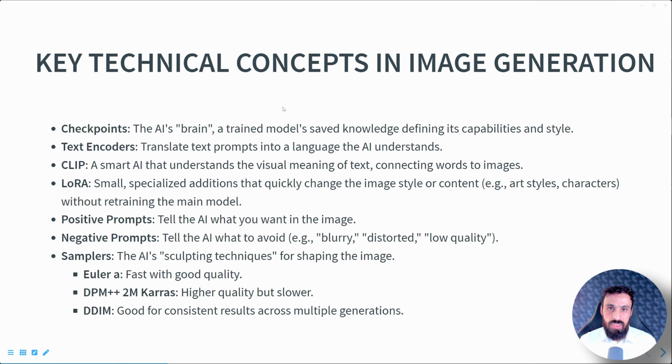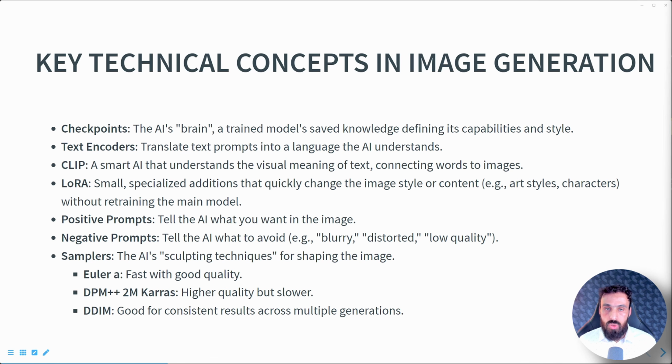Let's start by defining some of the key technical concepts in image generation. First, checkpoints: a trained model's saved knowledge that defines its capabilities and artistic style. Next, we have text encoders, and as their name suggests, they translate the raw text prompts that we provide into a numerical representation that the AI model can understand. Then CLIP will take those numerical representations and map them into a shared embedding space where text and images that are semantically similar are located closer to each other.